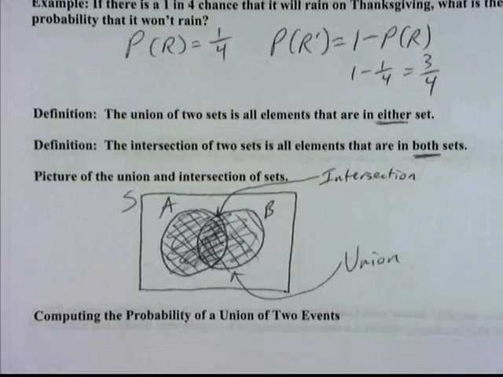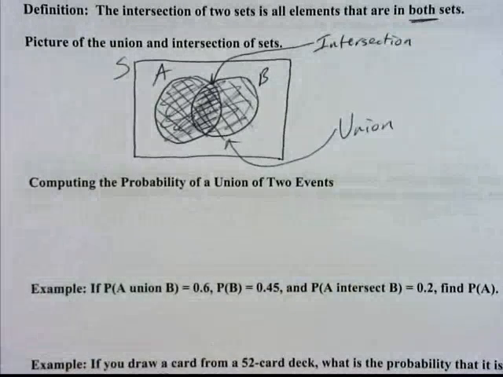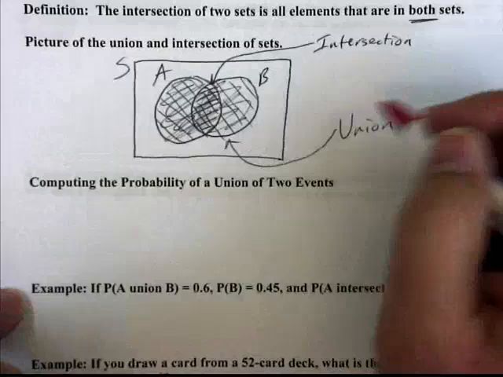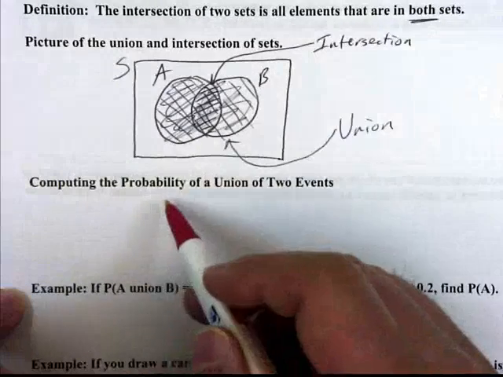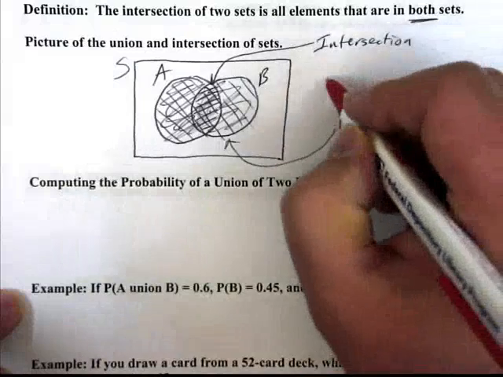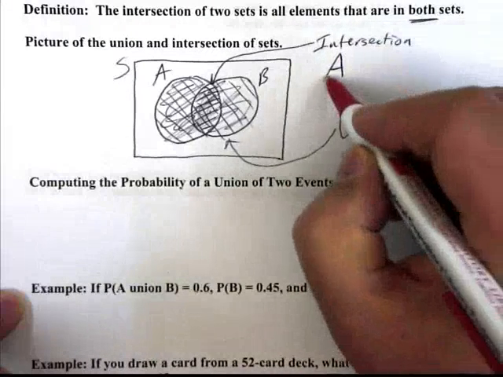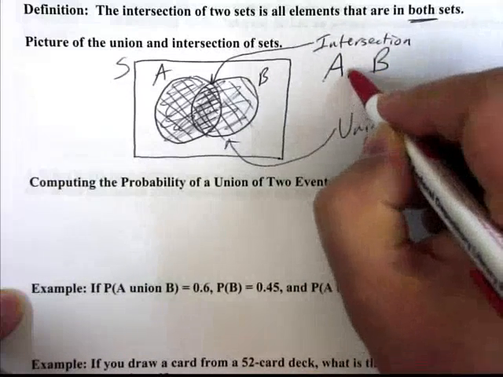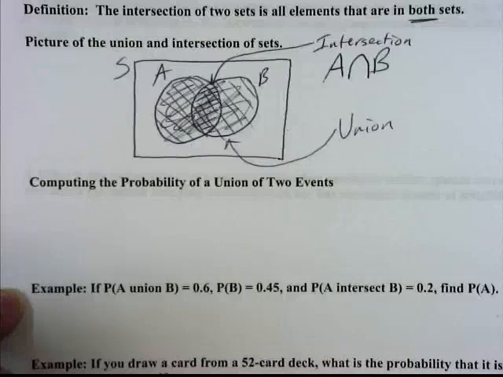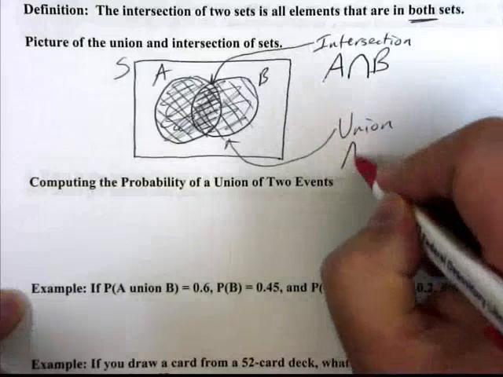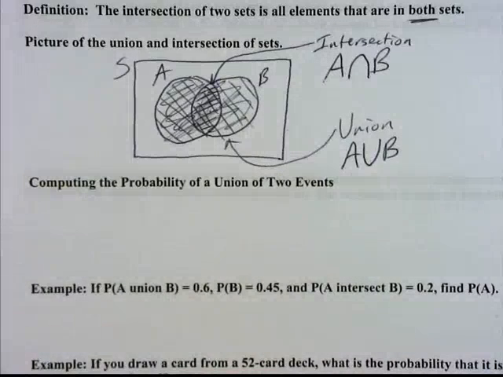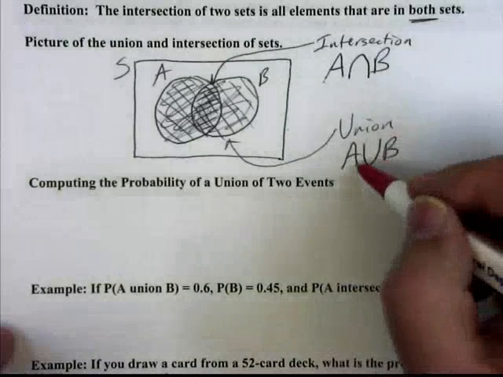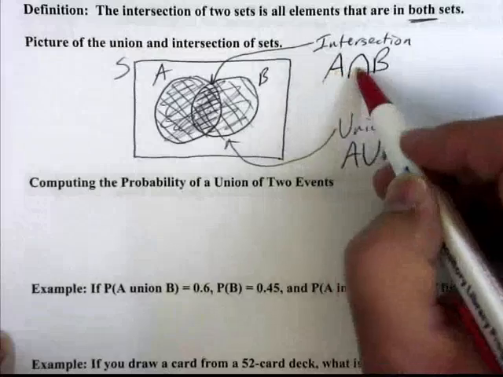Now, in order to compute the probability of the union of two events, we need to look at a little bit of notation. So the intersection, the way we write that is A and B, and the intersection is this upside down U. Alrighty? And the union, we have A and B. For that, we're going to use a regular U with no stem on it. So that says A union B, and this says A intersect B.